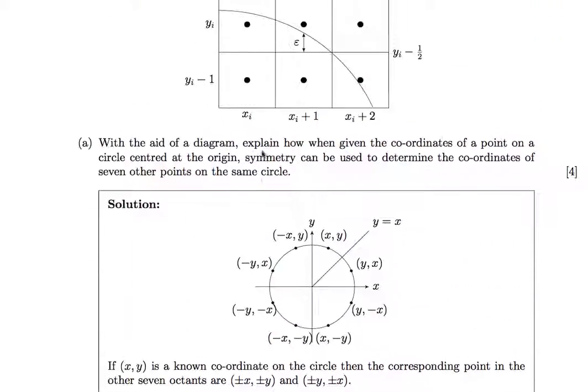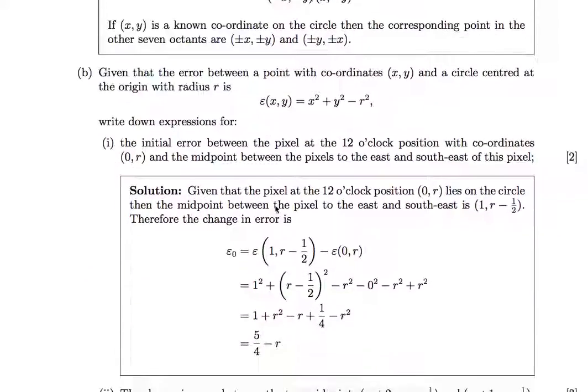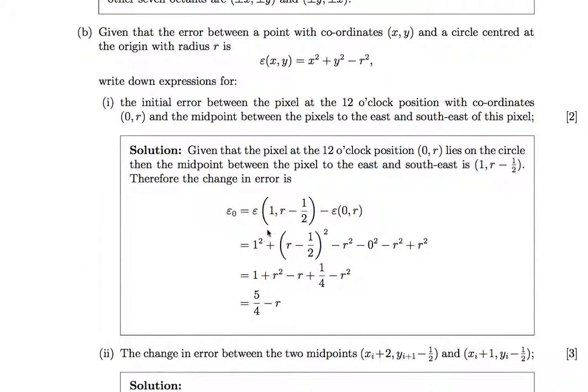I'm going to scroll back up to that diagram here. Let's say this is our 12 o'clock pixel, and this is the next pixel along. Our 12 o'clock pixel has x coordinate 0 and y coordinate r, so looking at the midpoint, this coordinate will be 1 in the x direction and r minus a half in the y direction. So that's the error at the next pixel along, minus the error at our 12 o'clock position.